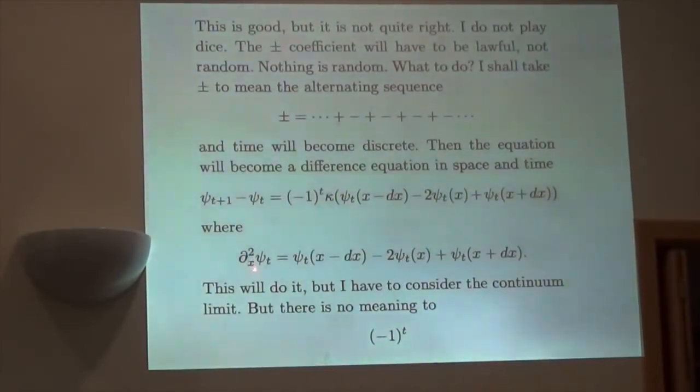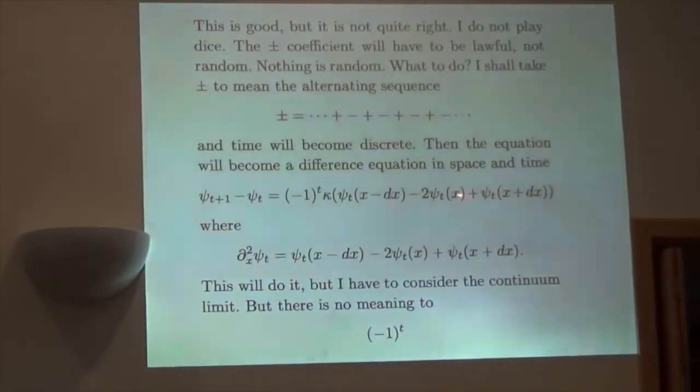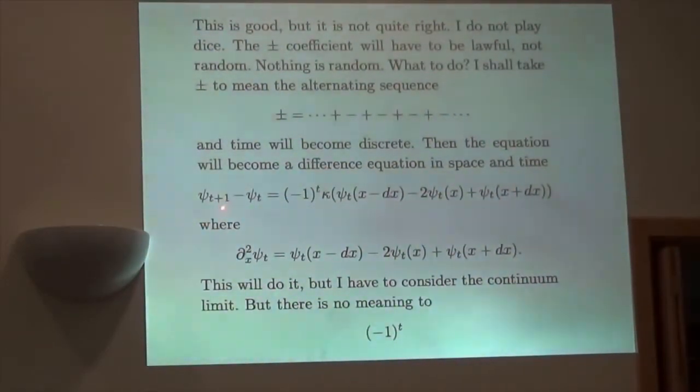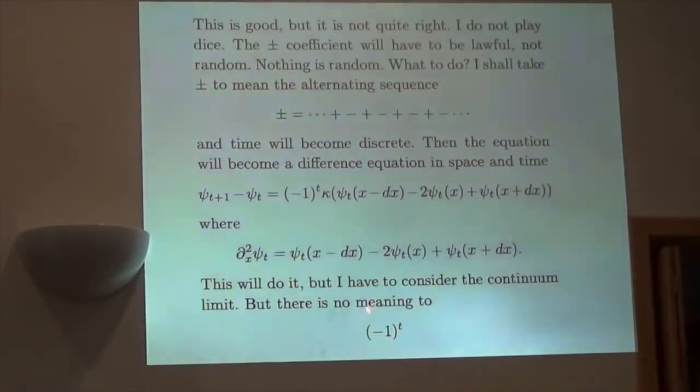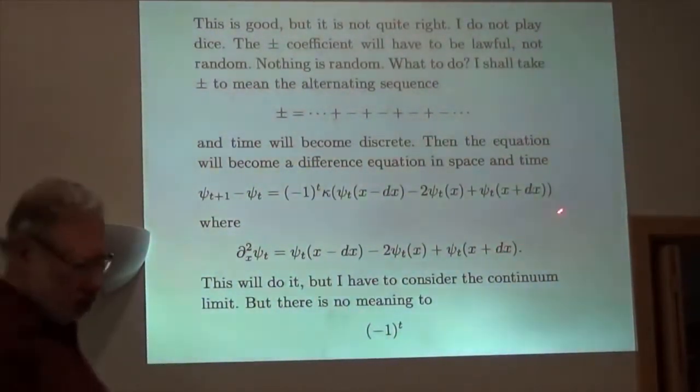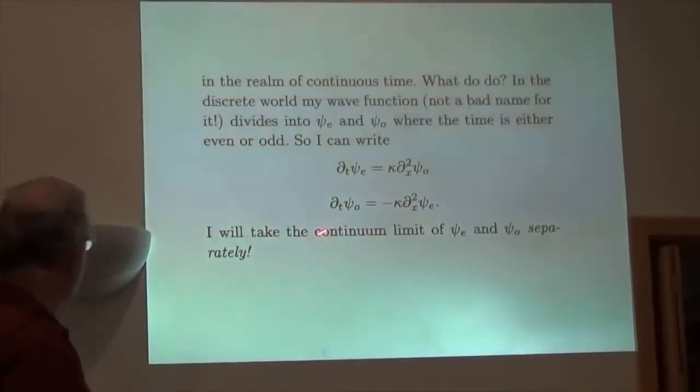And d squared x of psi is going to be the second difference, so I'll just write it that way. And dx psi, dt psi will be this. And of course, you can put the dt's in there if you want to. That'll do it, but I have to consider the continuum limit of such a thing. And then there's no meaning to minus 1 to the t, right? Minus 1 to the t is not working at all for me in that sense. But as long as t is finite, then it's either plus or minus 1. So what will we do with this?